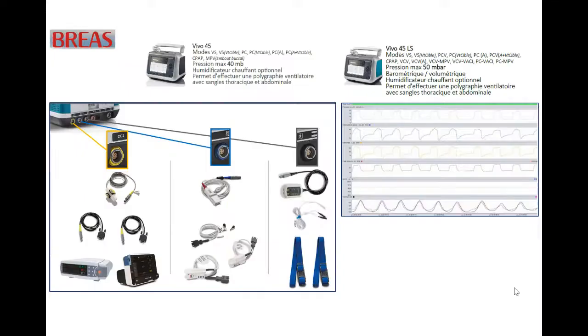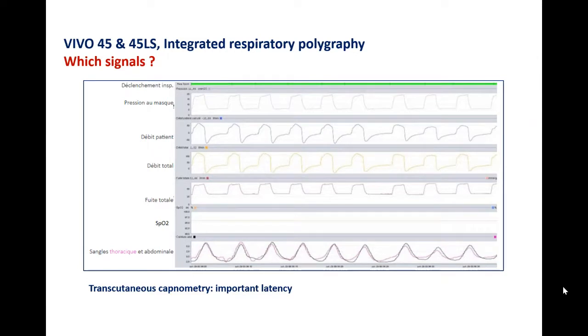Recently, the Breas company developed two ventilators able to perform respiratory polygraphy, and this is very, very interesting. On these ventilators, it is possible to connect oximetry, thorax and abdominal belts, and transcutaneous CO2. As a result, these signals added to pressure and flow signals monitored by the software build a real respiratory polygraphy. Integrated, so it is a real integrated ventilatory polygraphy.